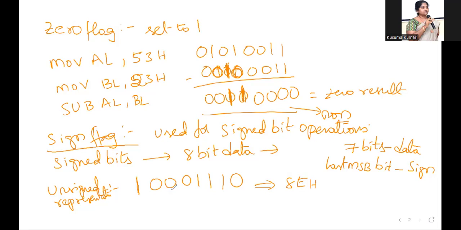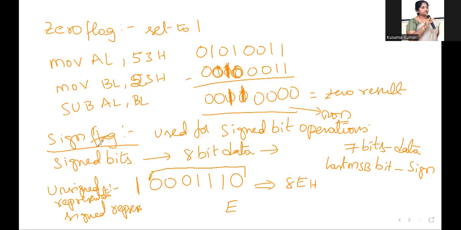Now the same number in signed representation. Then what happens? I told you only 7 bits indicate the magnitude of that number. The last bit, the 8th bit, indicates the polarity sign. So what is this 7 bits? It is E.